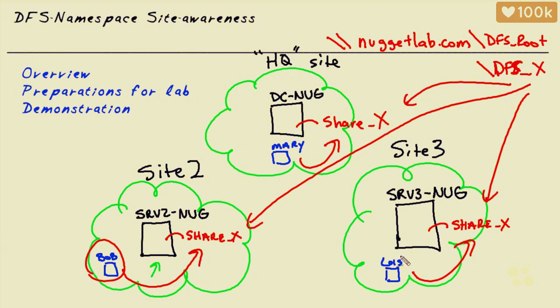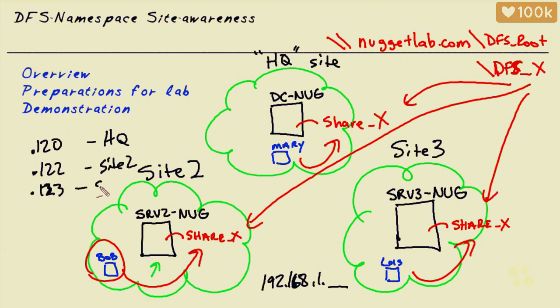And also, 3 devices on the same subnet could go ahead and appear to be in 3 different sites for the benefit of the lab. So everything begins with 192.168.1.something. And then for the client, because we have one client in this lab topology, I made 3 different IP addresses. I said that .120 is in HQ, and .122 is in site 2, and .123 is in site 3.